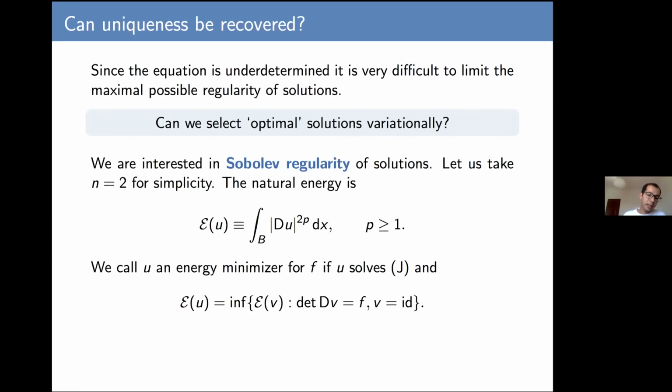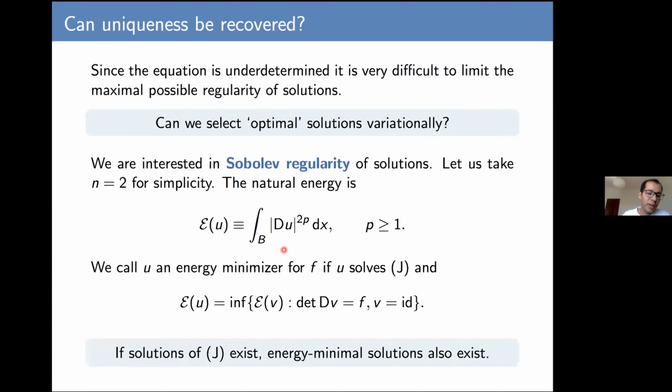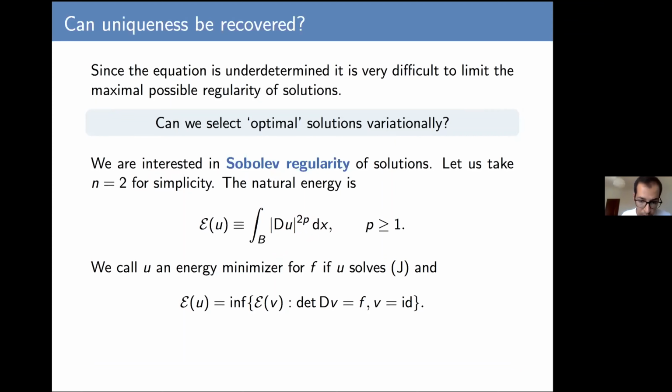And now let me take 2 dimensions for simplicity. It will make our life a bit easier, but it contains all of the difficulties of the general case. So you can think that this is really without loss of generality. Since I'm interested in Sobolev solutions, the natural energy to consider is a 2p Dirichlet energy, right? So p here is some parameter, which is larger than 1. And so I want to minimize essentially the 2p Dirichlet energy of solutions.